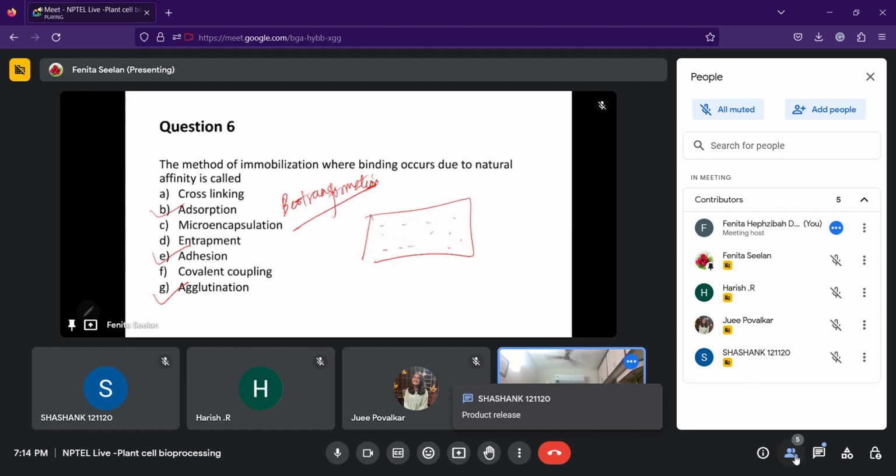Product release, you are right. The release of product depends on the permeability of your membrane. If that is not going to work properly, then your product, even though it is released by the system, may not reach your broth, so you cannot purify it further. So membrane permeability is a problem there.